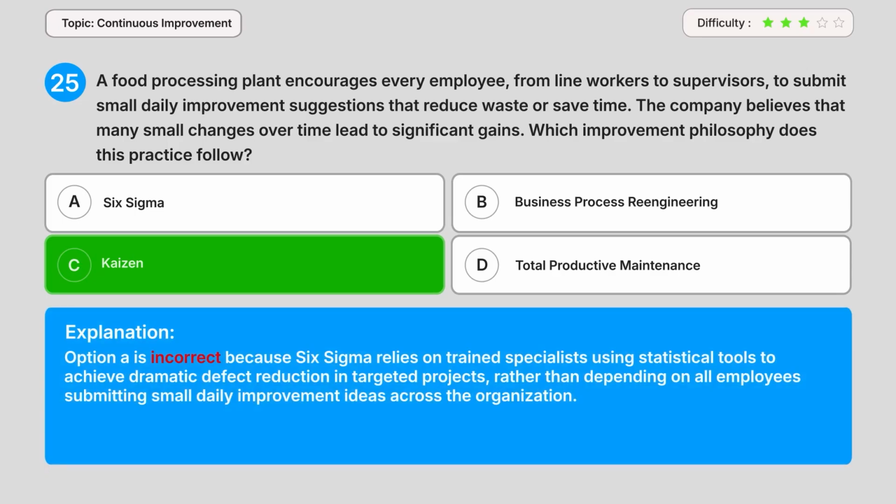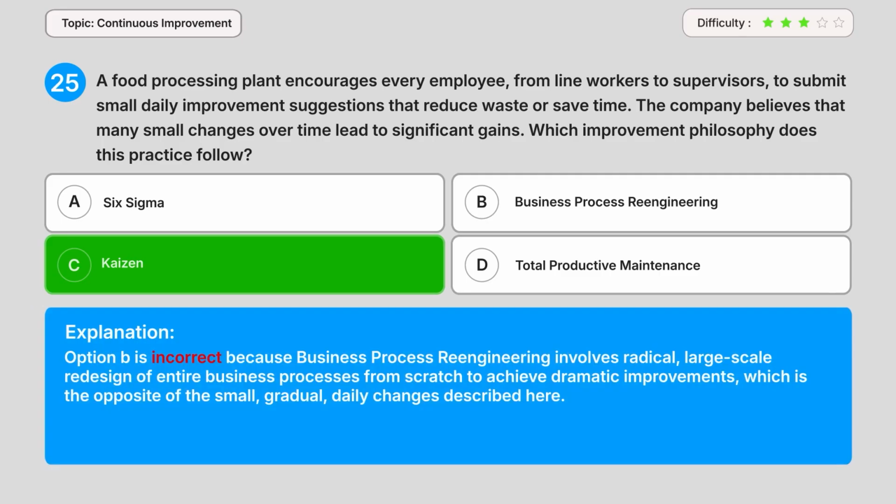Option A is incorrect because Six Sigma relies on trained specialists using statistical tools to achieve dramatic defect reduction in targeted projects, rather than depending on all employees submitting small, daily improvement ideas across the organization.